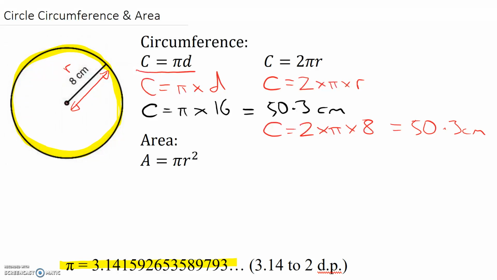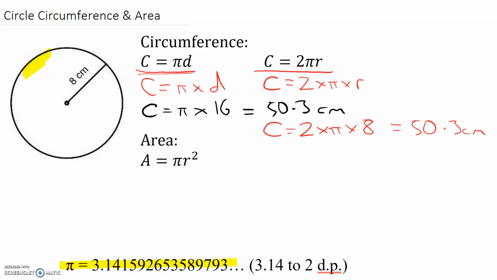Now we can see why that is in the formula, because here we've got pi times 2 times the radius. Here we've got pi times the diameter, and we know that the diameter is just 2 times the radius. So these formulae are really saying the same thing. We can either use circumference equals pi d or circumference equals 2 pi r, because the diameter is just 2 times the radius. Now let's have a look at our area formula.